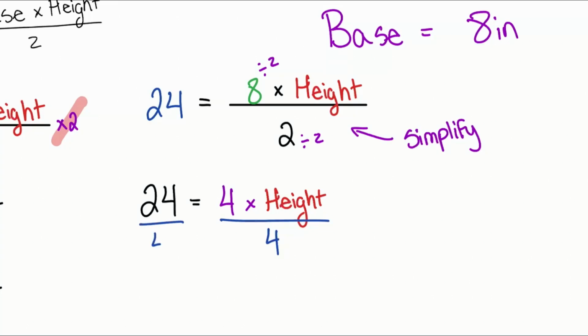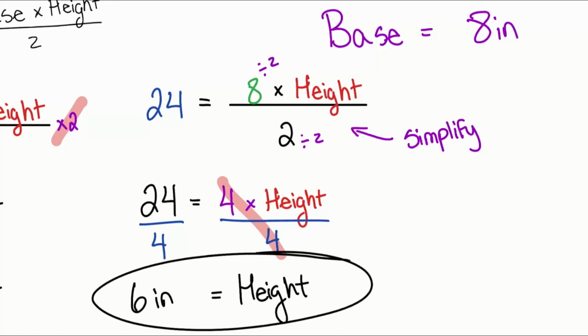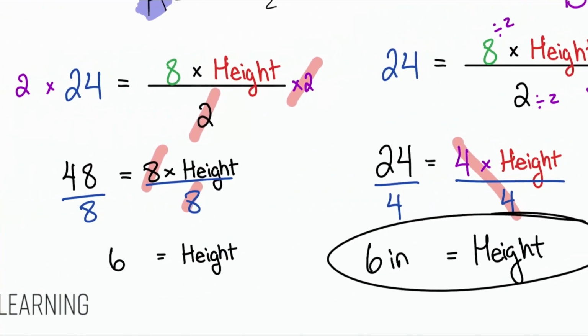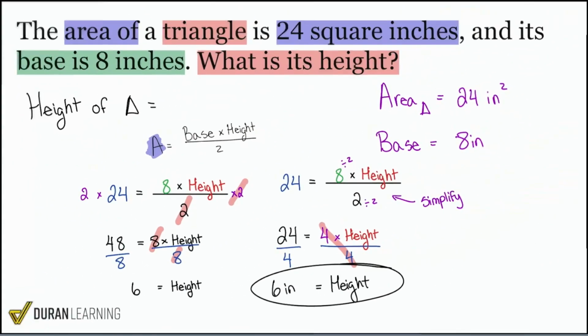And once we do that, everyone, what's 24 divided by 4? Cancels out on the right side, giving me the height equals 6 inches. And there we go. Same exact answer, 2 different ways of doing it. And as long as we understand how the root of the mathematics works, we're good. How solving equations works, we are good. Remembering that you can simplify fractions, we are good.